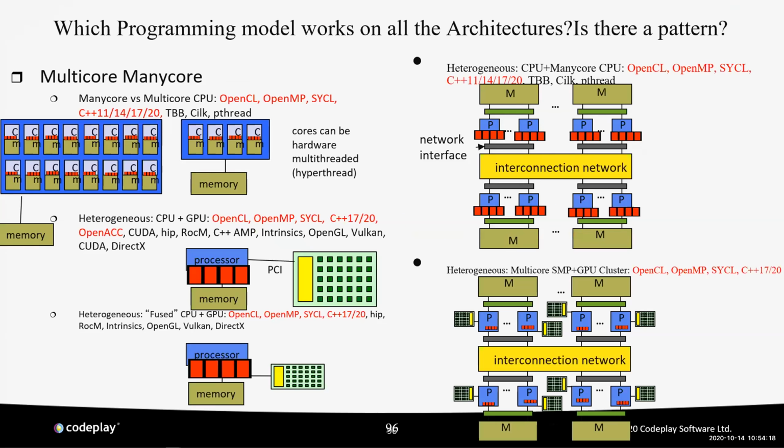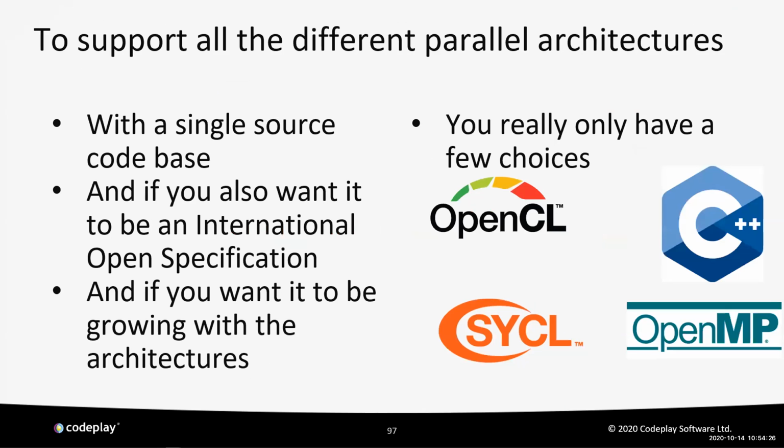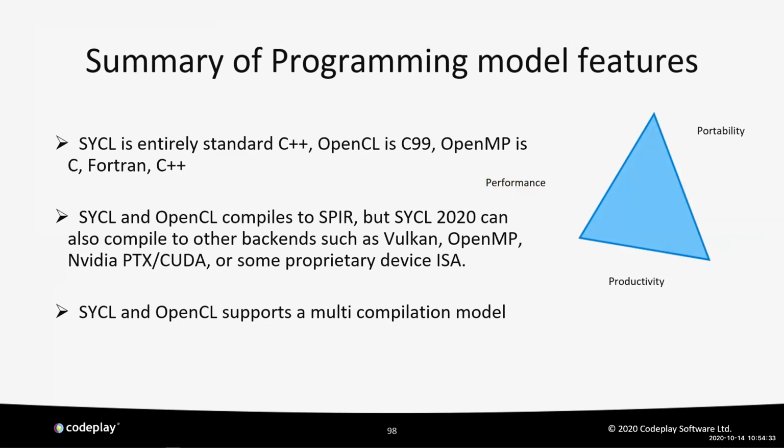And finally, one more thing. This is the last couple of slides. Okay. So I talked about which programming model works on all the architectures, and is there a pattern? And I talked about the fact that really it's OpenCL, C++, SYCL, and OpenMP. And I want to summarize that SYCL is entirely standard C++, OpenCL is C99, OpenMP is C, Fortran, and C++. SYCL and OpenCL compile to SPIR-V, but SYCL 2020 can also compile to other backends like Vulkan, OpenMP, PTX, CUDA, or other proprietary ISAs. And they're both multi-compilation models.